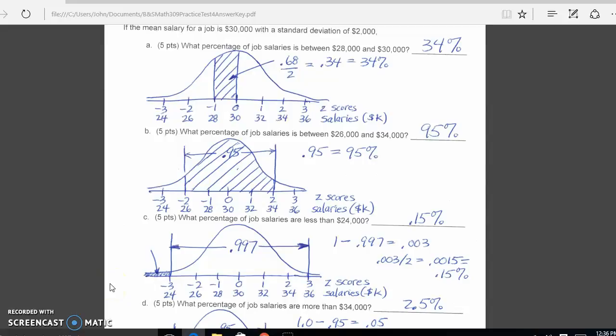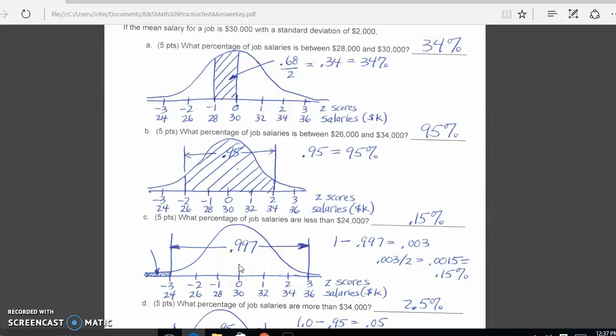The question is, what percent of job salaries are less than 24,000? 24,000 is 3 standard deviations to the left of the mean. And so I am looking for the percentage of salaries that are less than 24,000, or I'm looking at this little tail on this end of the curve.